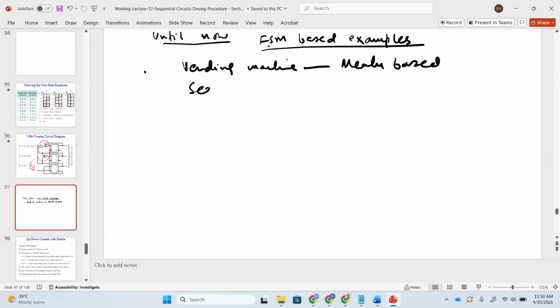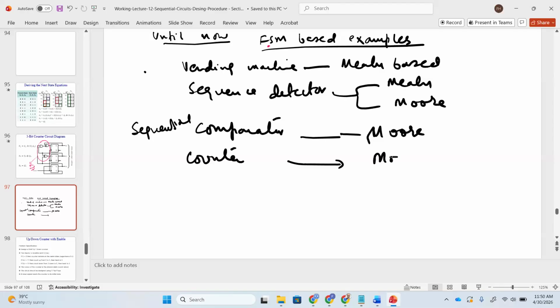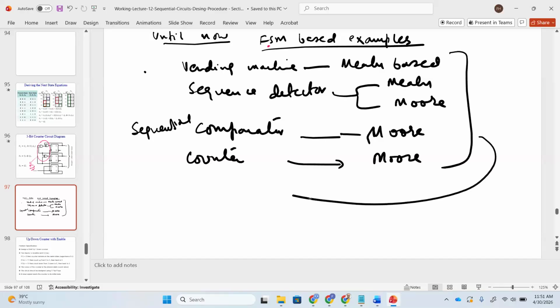Then we did a sequence detector, and we did it using Mealy and Moore machine. Got it or not got it? Then after that we did a sequential comparator. And we did it using Mealy or Moore? Moore. After that we did a counter, and we did it in Moore. For all of these problems, we used which flip-flop? D, the D flip-flop.